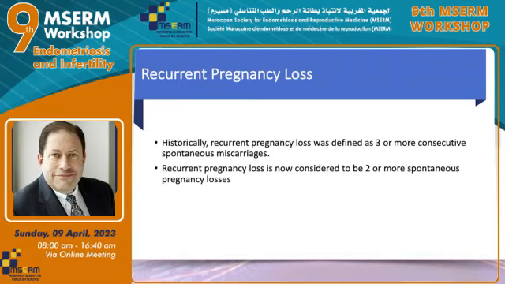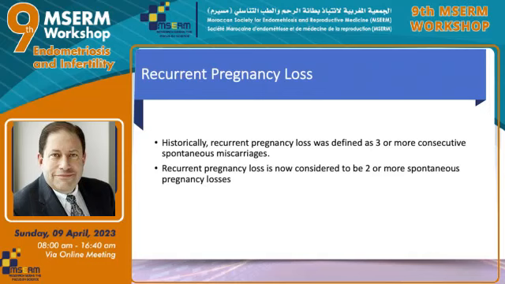Now, when I was a resident, and that is a long time ago, recurrent pregnancy loss was defined as 3 or more consecutive spontaneous losses or miscarriages. However, now recurrent pregnancy loss is considered to be 2 or more spontaneous pregnancy losses, not necessarily in a consecutive fashion. And what that change in definition has allowed reproductive medicine specialists like myself and like many of you to evaluate that woman and to evaluate that couple to see whether or not they have something that is leading to these losses.